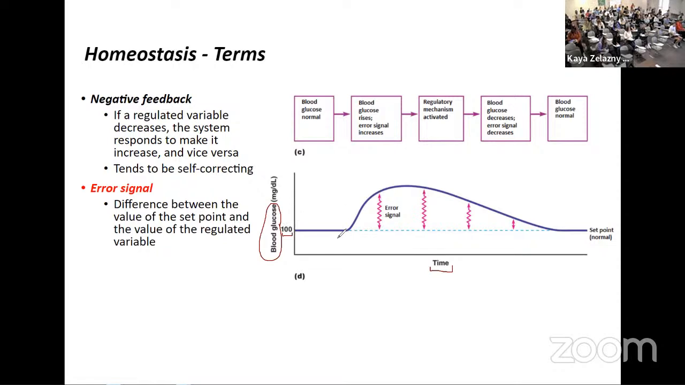So we start out with a blood glucose of 100. We may see after we eat something really sugary, right, that our blood glucose level rises. So it goes up high. This produces an error signal.